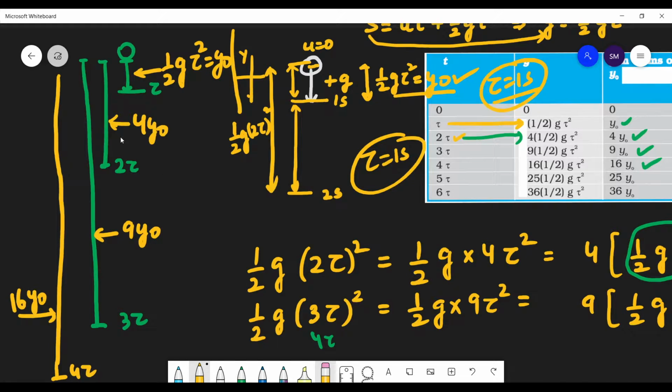So students, how much is the distance traveled only in the second second? That will be 4y naught minus y naught. So only in the second second it will be 3y naught. How much is the distance traveled only in the third second? That will be 9y naught minus 4y naught. So this comes out to be 5y naught. How much is the distance traveled in the fourth interval? If you are taking that interval as 1 second or whatever you want to take, then it will be 16 minus 9. So that will be 7y naught.